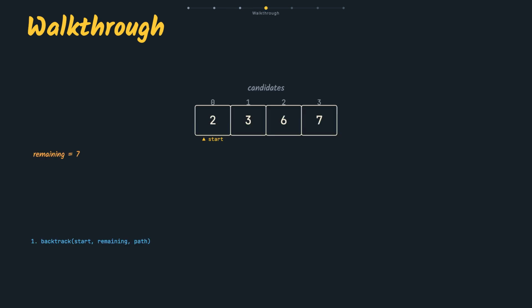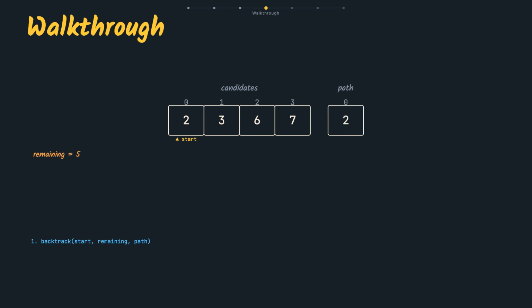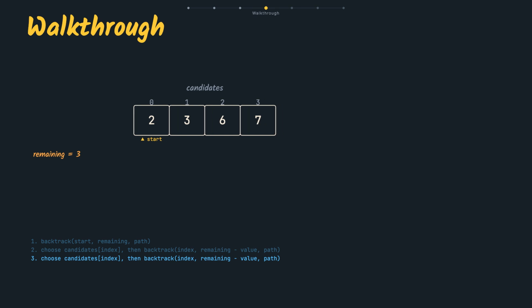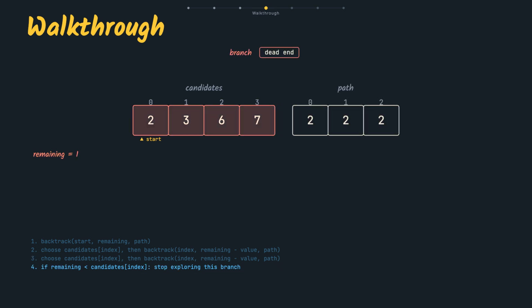We begin at candidate 2. Choose 2. The path becomes 2, remaining becomes 5, and we recurse from position 0 so 2 can be used again. Choose 2 again. Now the path is 2, 2, remaining is 3, still from position 0. Try 2 one more time. Remaining would become 1. No candidate from here can finish that, so this branch will stop soon.